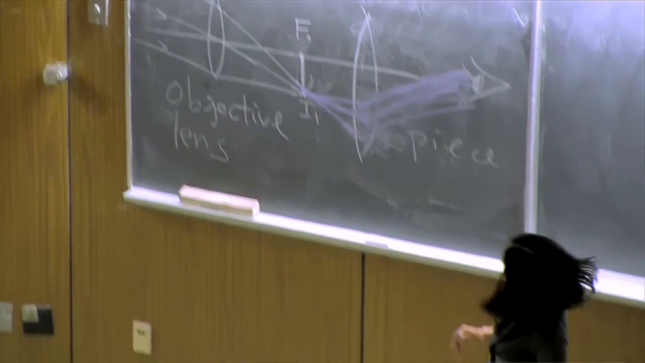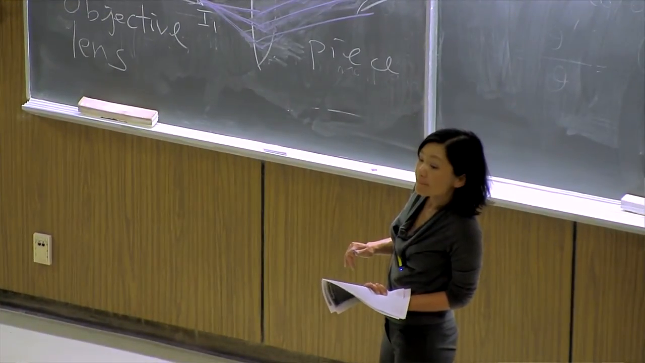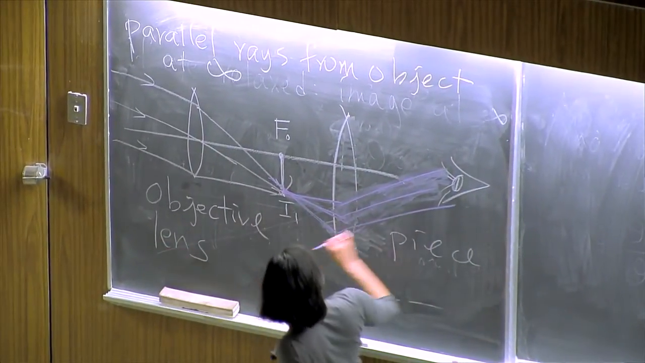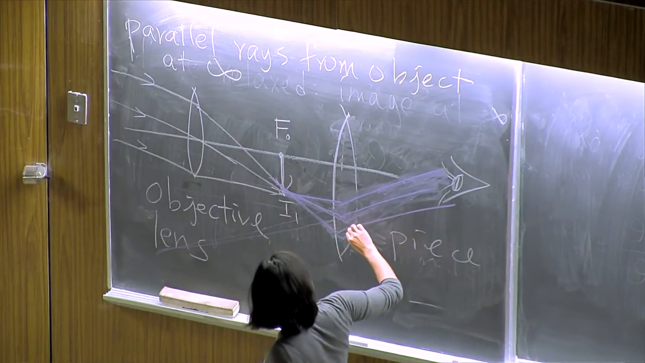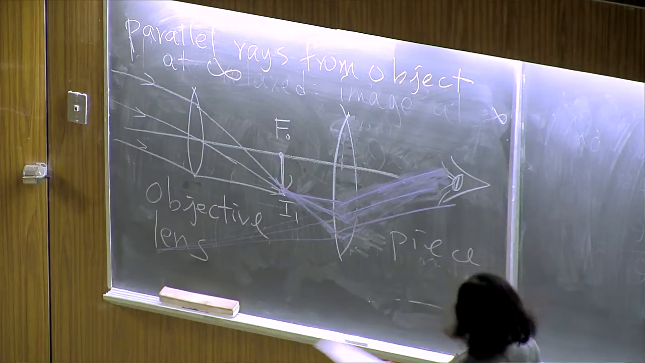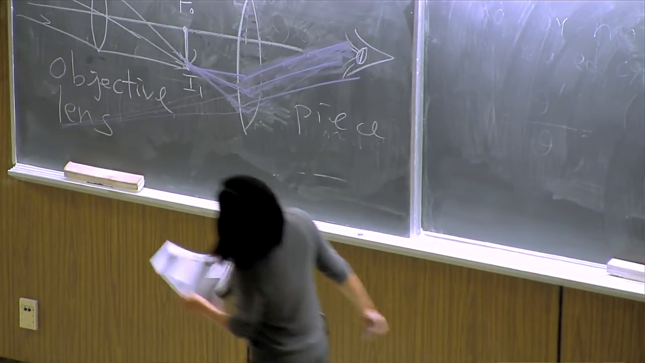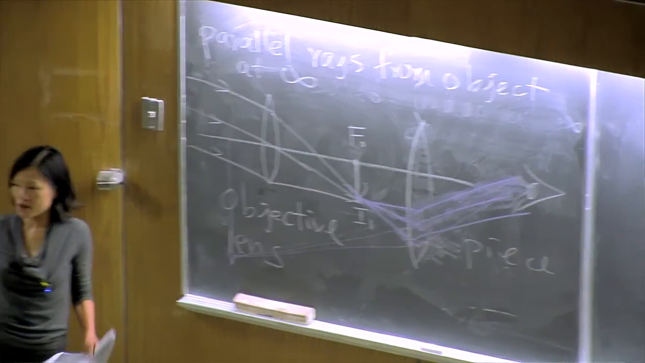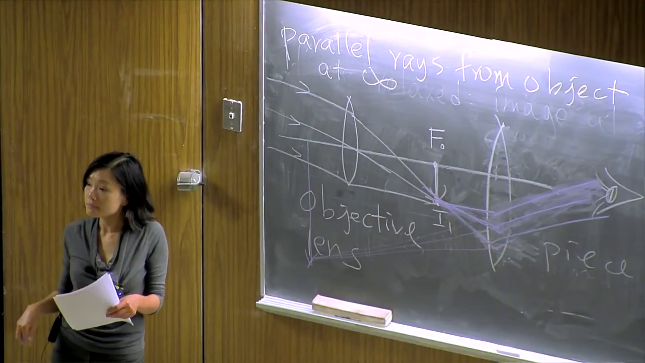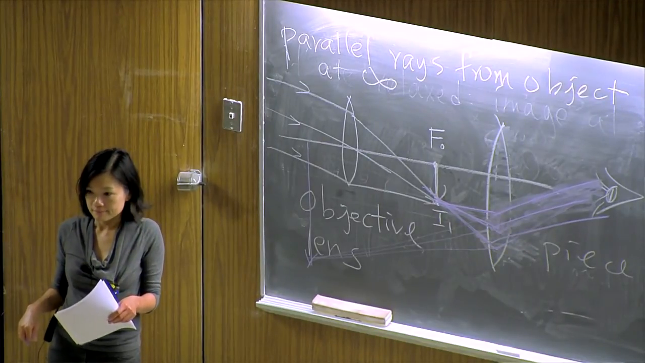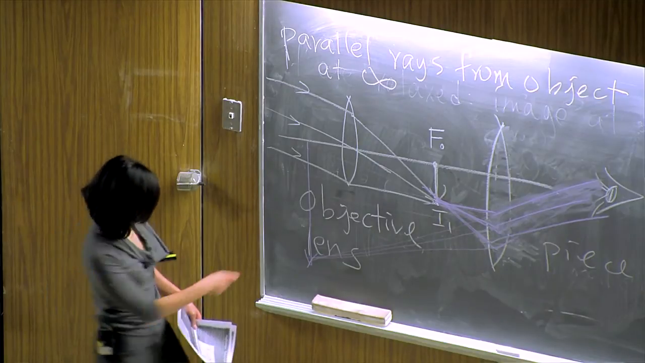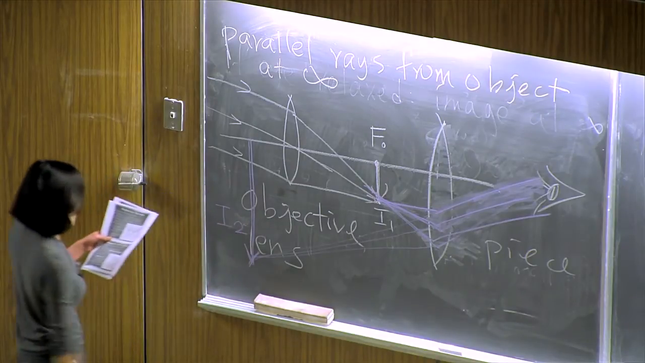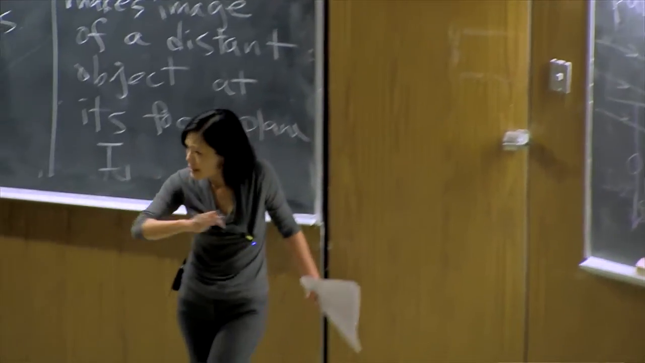Sorry. So where does the image form? Do you have to extend all these rays all the way down? So this will be the final image. So where does the image form? Here. So this is the image viewed through the eyepiece.